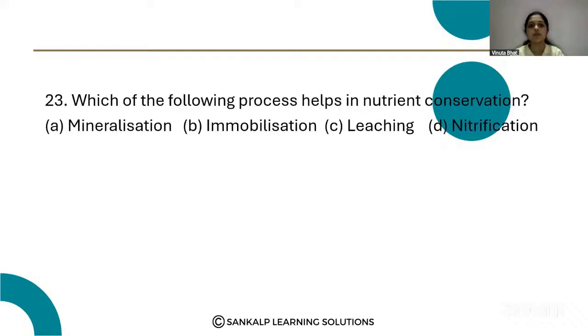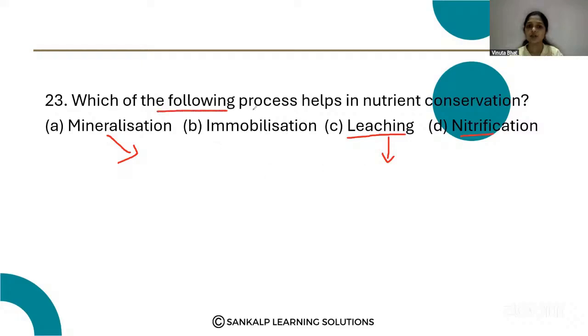Next question. Which of the following processes helps in nutrient conservation? Mineralization, immobilization, leaching, nitrification. Mineralization means the breakdown of the humus and the minerals that enter into the soil. Leaching means the soluble nutrients that directly reach the soil. And nitrification is the process of the addition of nitrogen to the soil, the conversion of nitrates into nitrites. So that is the process.